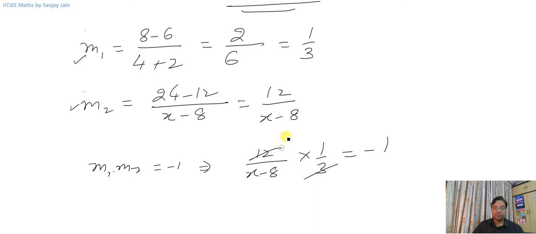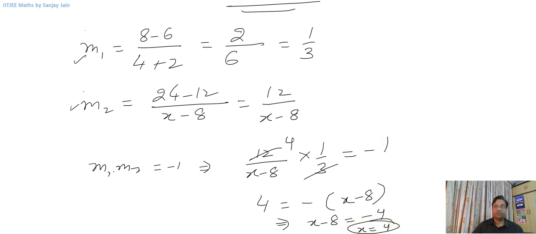Okay, so this will become 4. 4 will be equal to negative of x minus 8. So this implies x minus 8 will be equal to minus 4. So x will be equal to 4. So this is your answer.